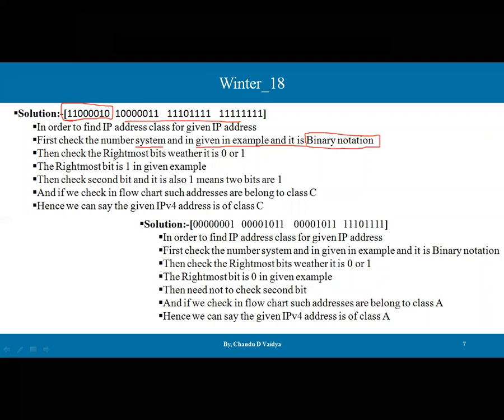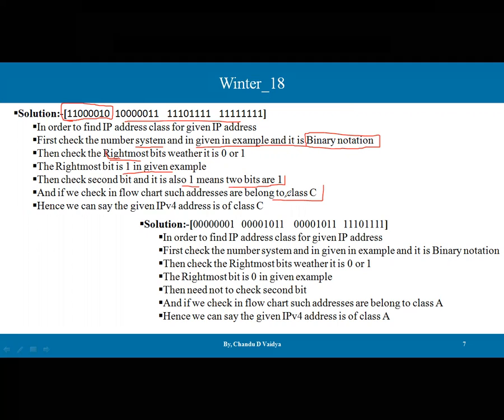Then check the rightmost bit, sorry, this is the leftmost bit, whether it is 0 or 1. Okay, it is given in the example that it is 1. So check the second bit also, it is also 1. It means two bits are 1 and then 0. This class belongs to the class C.